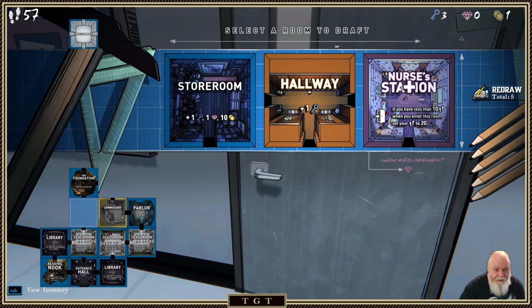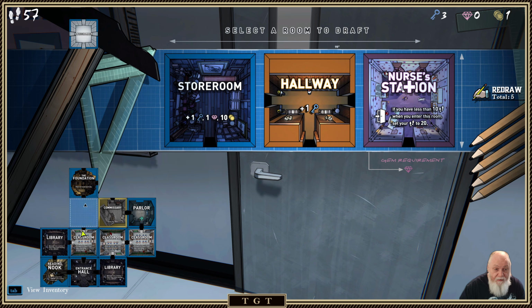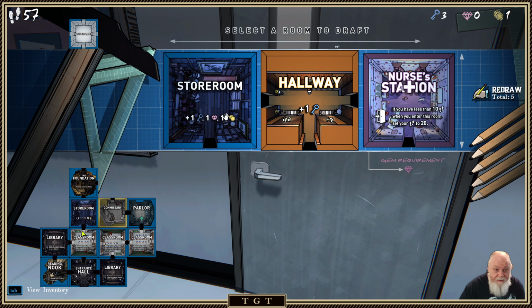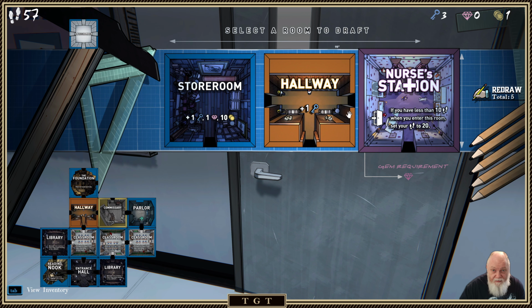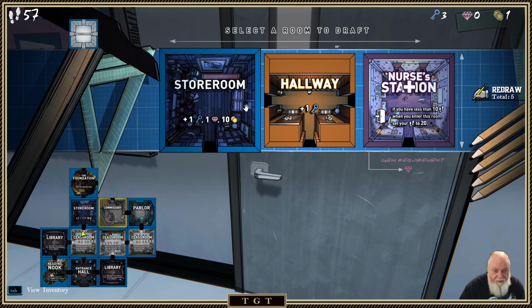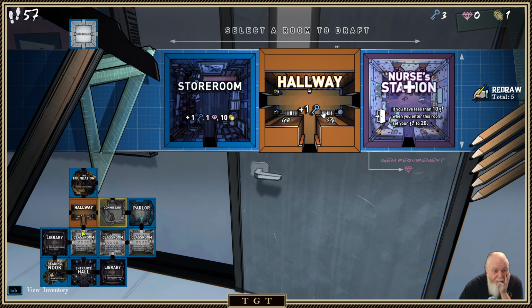Oh, I have no gems. I can't do another classroom anyway. Hallway does not get us to the foundation. Gives us a key, gets us over here. Does not get us to the foundation. Storeroom would dead end us. That would be bad. Hallway.